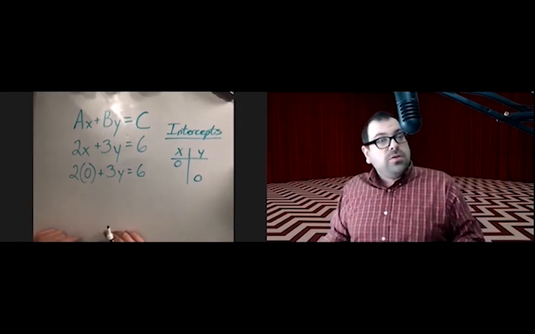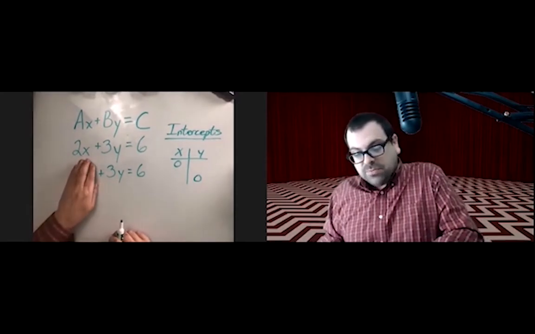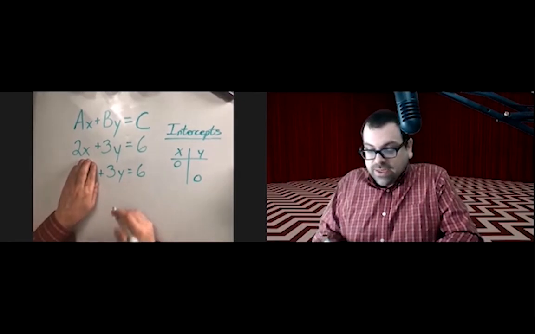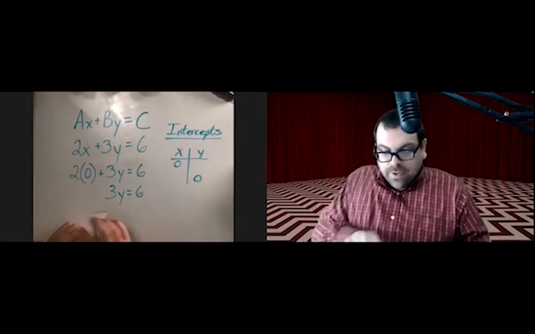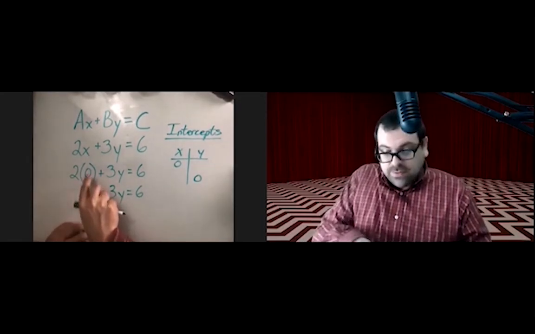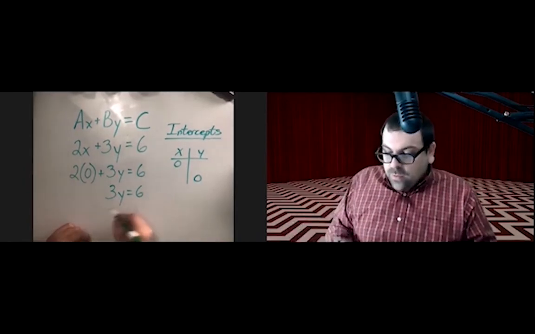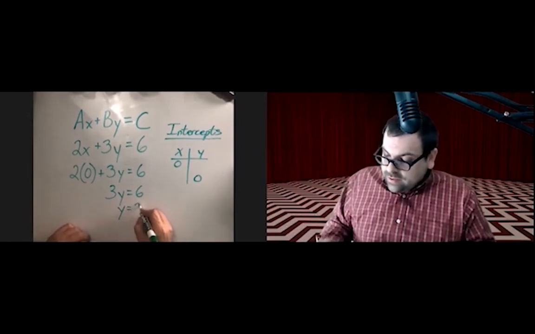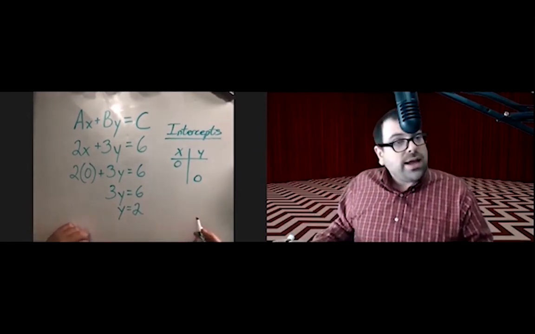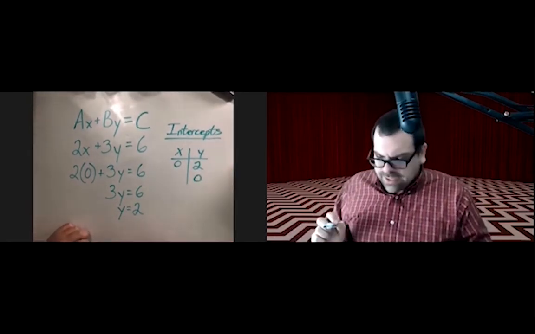Remember, I said we can call this the cover-up method, because when we plug 0 in, it's like that term goes away, and we would just be left with 3y = 6. 2 times 0 is 0. 0 plus 3y is just 3y. We divide both sides by 3, and we get y = 2. So when x is 0, y is 2.